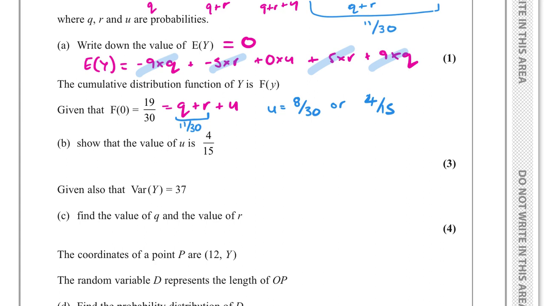Okay. Then it says, given also that the variance of y. So how do we know what the variance of y is? Now, we know the variance of y is in fact... Oh, I've put the sum there.